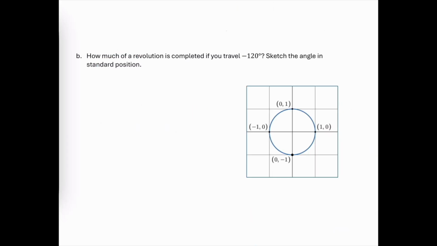Let's look at one more example. How much of a revolution is completed if we travel negative 120 degrees? And then again, we're going to want to sketch that angle. So we begin with the angle that we're trying to convert from degrees into revolutions, and we're going to multiply it by a well-chosen 1.